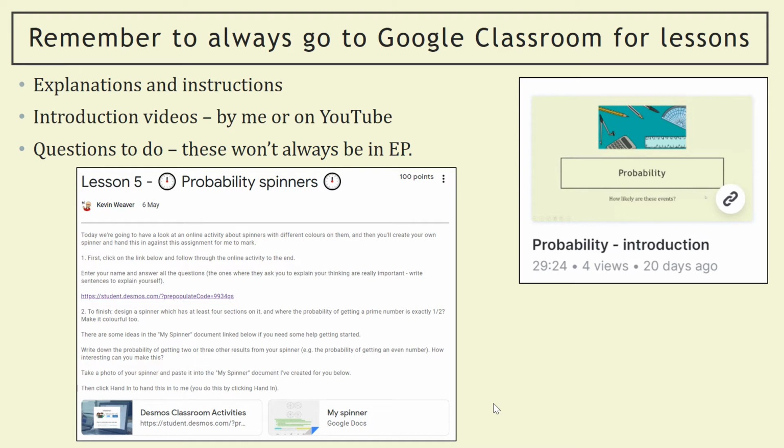So yesterday's lesson about probability spinners, there were a few bits and pieces to have a go at there. There was actually nothing in Education Perfect at all yesterday. There was a little task that we'd built in Desmos. I know you had a really good go at that, Riley, so that's good. And then there was a bit about finishing off and designing a spinner and submitting that to me in the classroom to mark. So that's all that yesterday's lesson was.